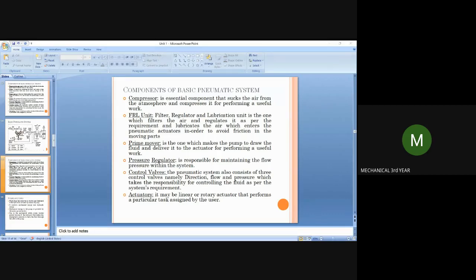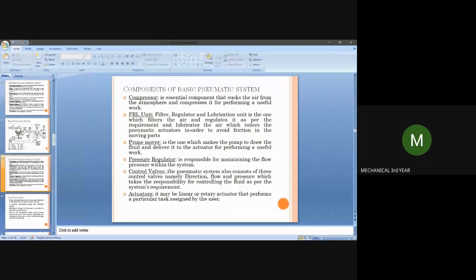The next thing, the prime mover. The prime mover here is also a motor. Then we have pressure regulators, which are responsible for maintaining the pressure. And control valves, the same thing that we discussed in the case of the hydraulic system. And finally, the actuator. We have two types of actuators: one is the linear, and the other one is the rotary actuator. As per the requirement, we can make use of it.